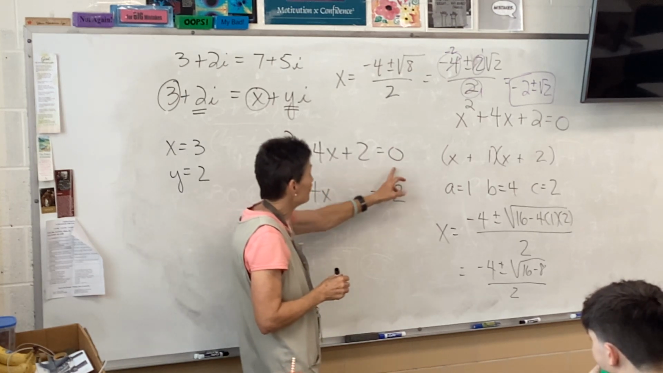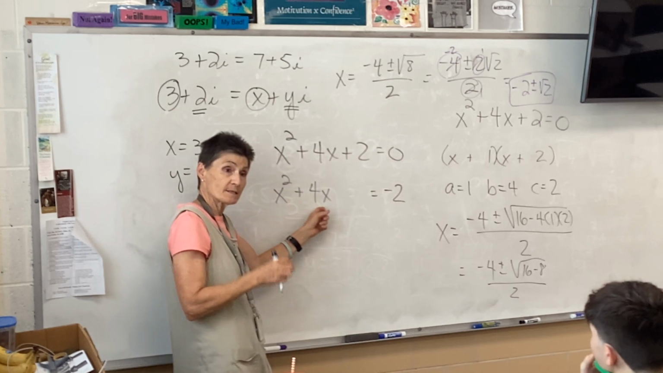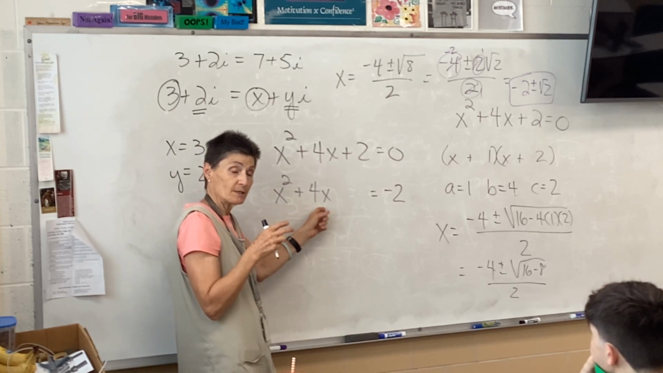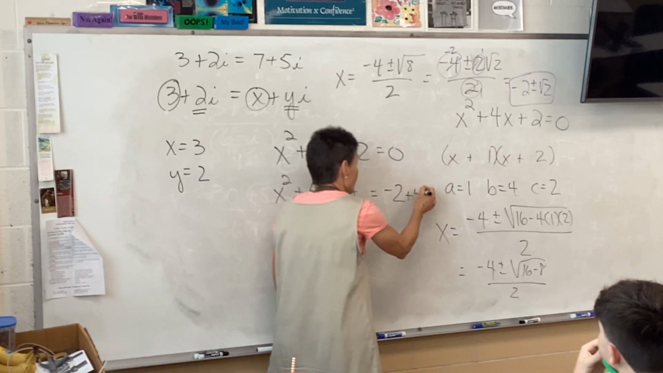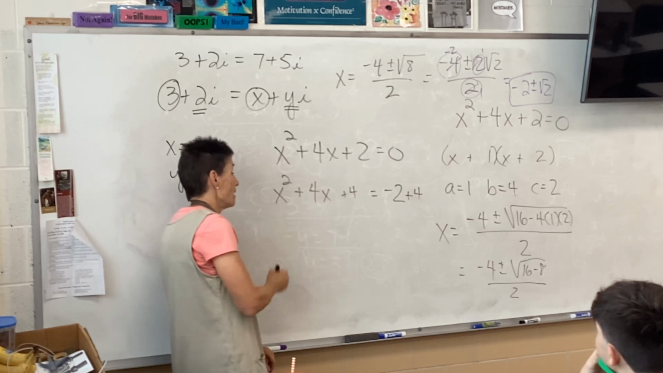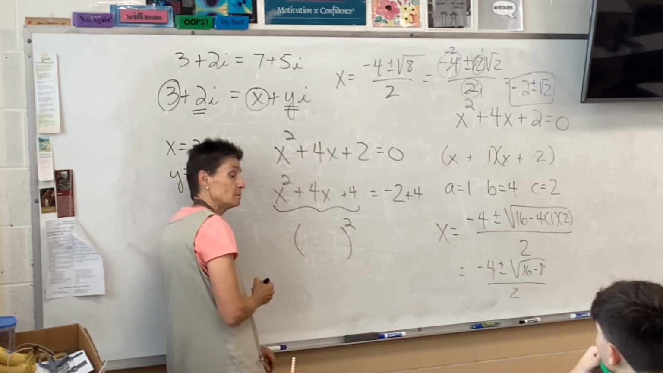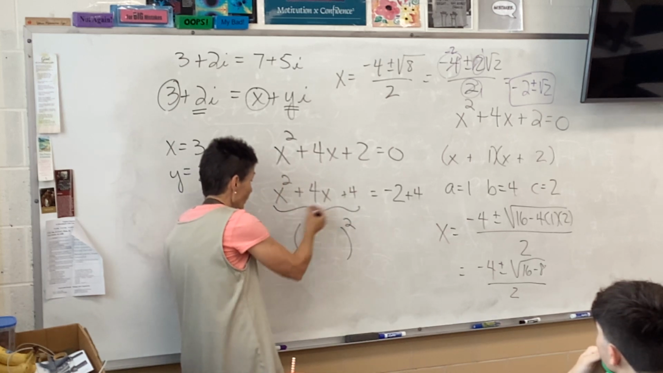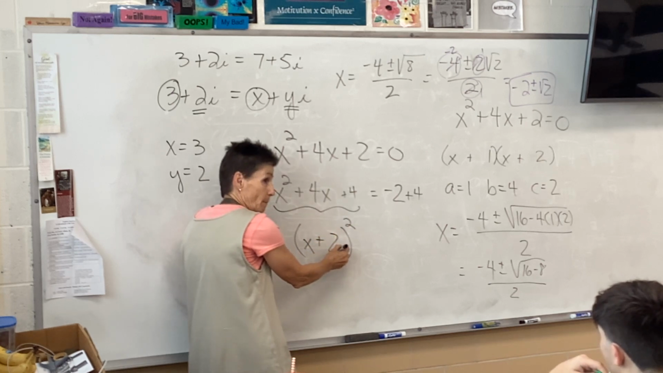You're right. I'm going to move the 2 over. Half of 4 is 2, and 2 squared, remember we have to square it, is 4. So I'm going to add 4 to both sides. This guy will always be a square. What square will that be? X plus 2?